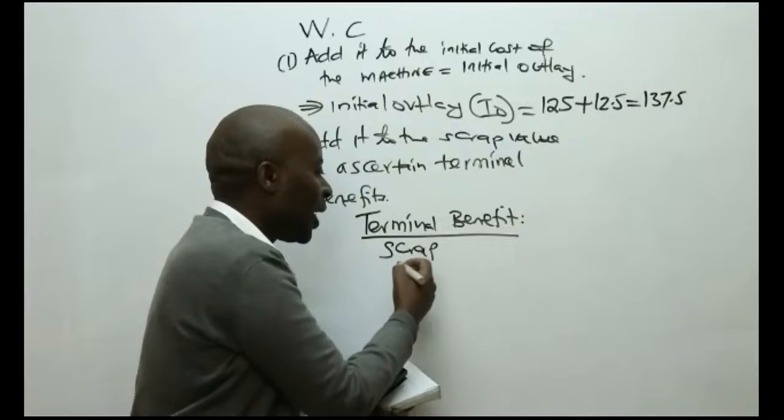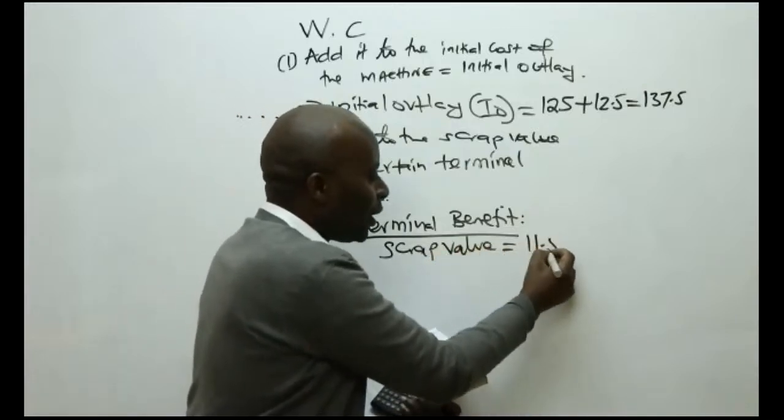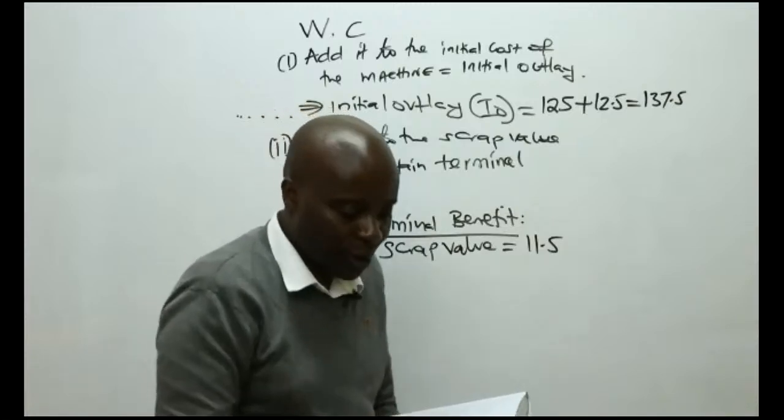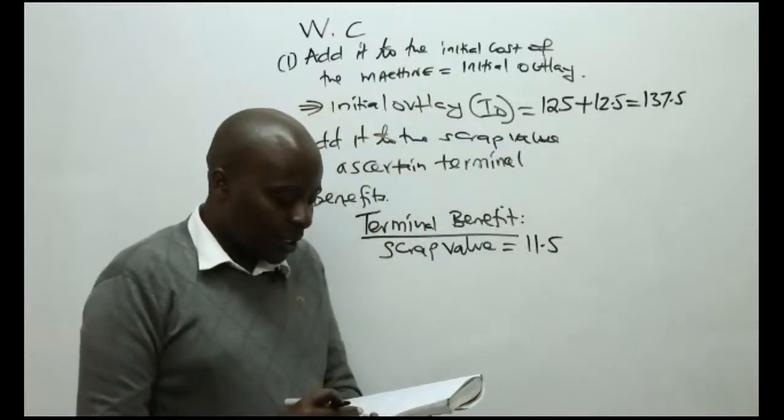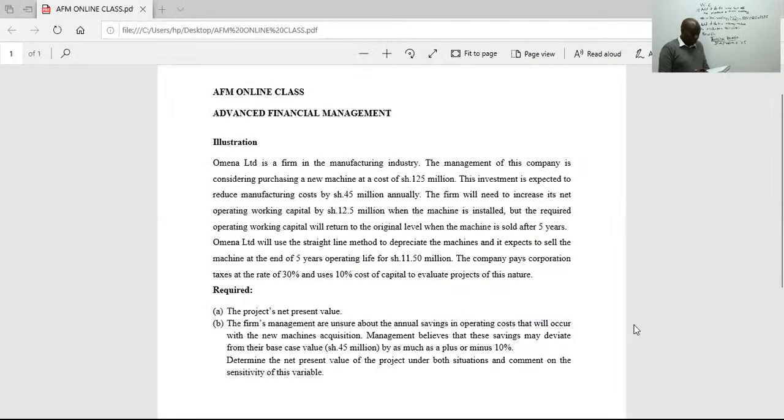We shall sell this as scrap metal and realize the scrap value, which this examiner, if you're able to see the question, has told us will be 11.5 million. On paragraph number 3, you'll be able to see, ladies and gentlemen, that this particular machine will be sold out upon termination at 11.5.